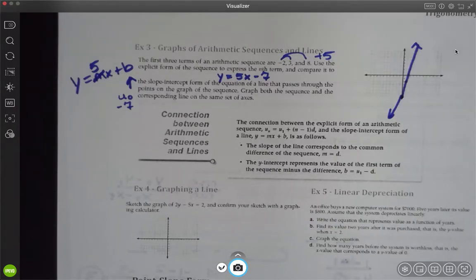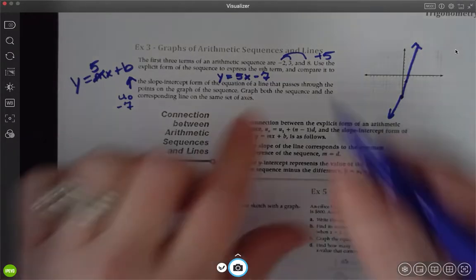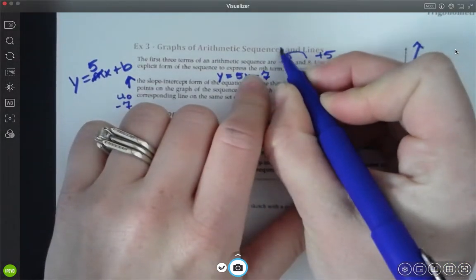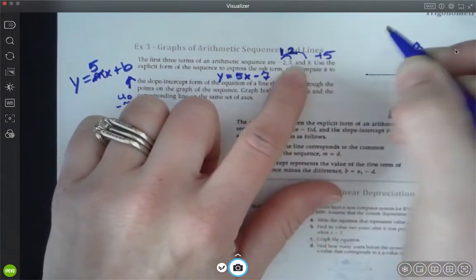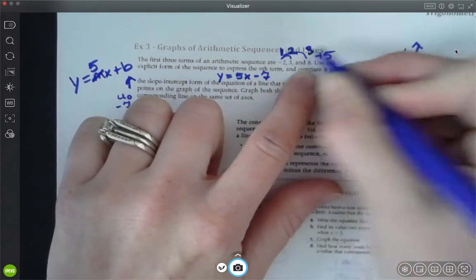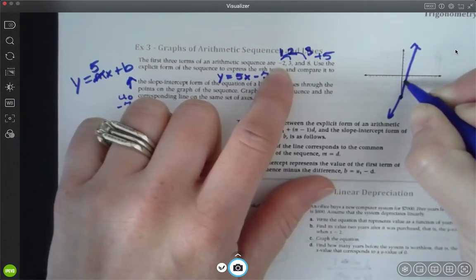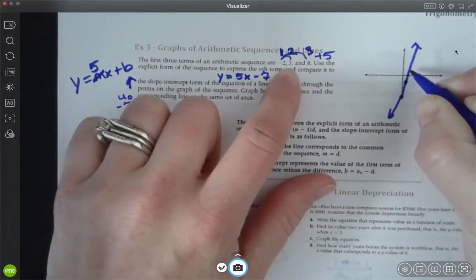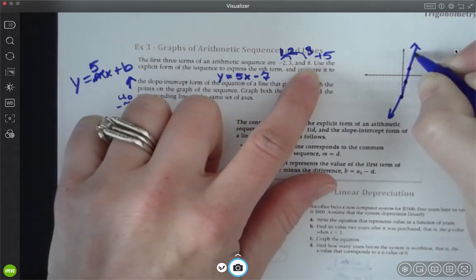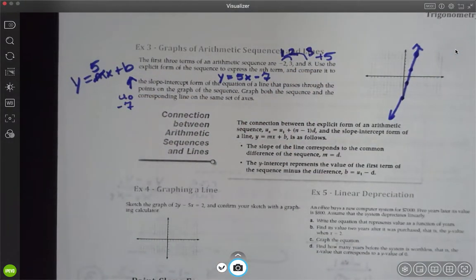Graph both the sequence and the corresponding line on the same set of axes. So if the first term is negative 2, it is (1, -2). The next is (2, 3), and the next is (3, 8). Do you see where those are? Those points should live on that line, right?